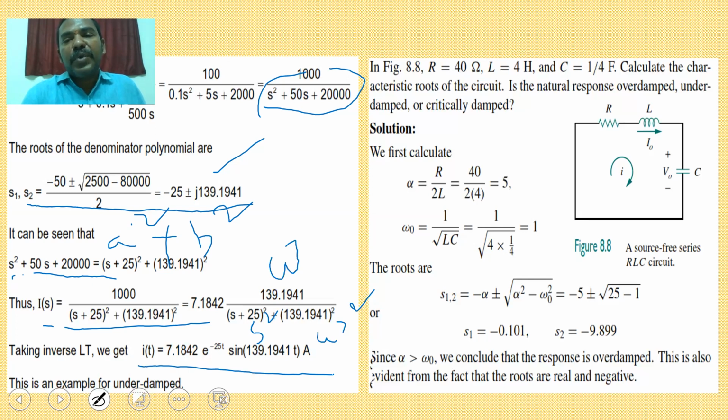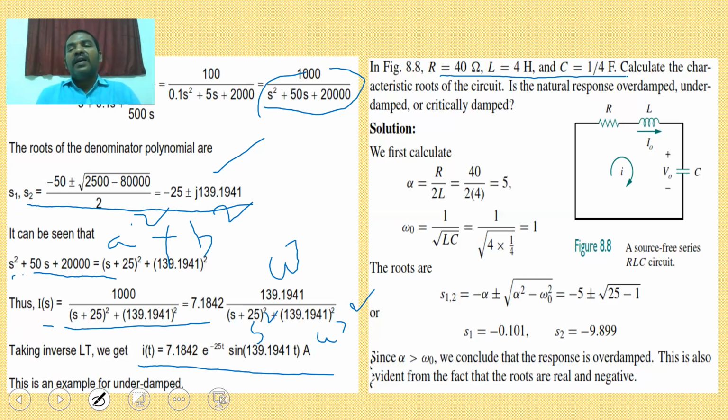Here they are given a purely RLC series circuit. Resistance value is 40 ohms. Inductance value is 4 Henry. Capacitance value is 1/4 farads. You have to find the characteristic equation of the circuit and also the natural response. You have to cross check whether it is an overdamped, underdamped or critically damped condition.